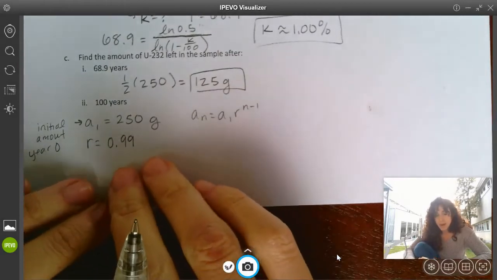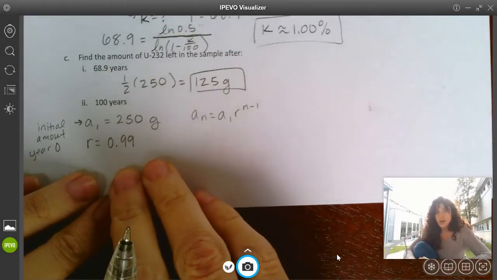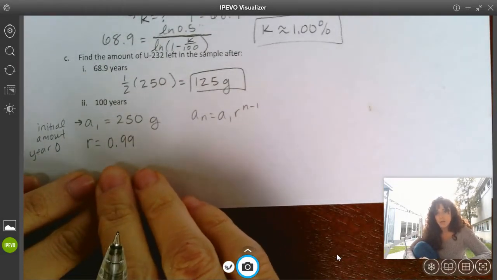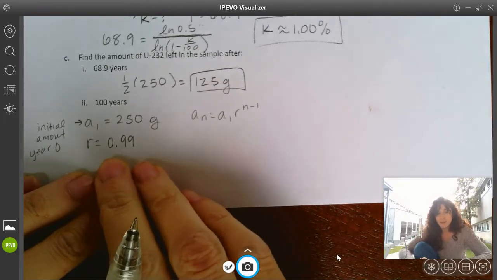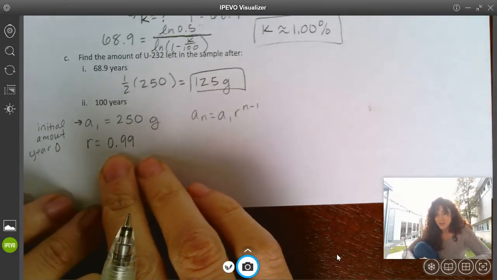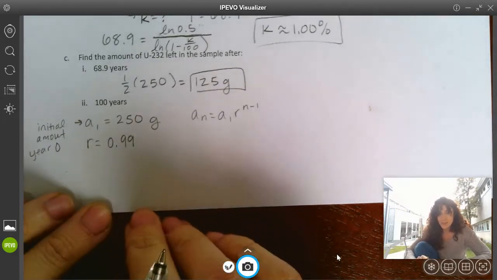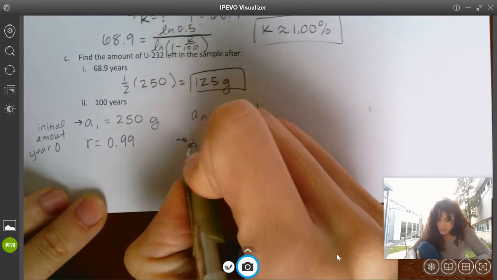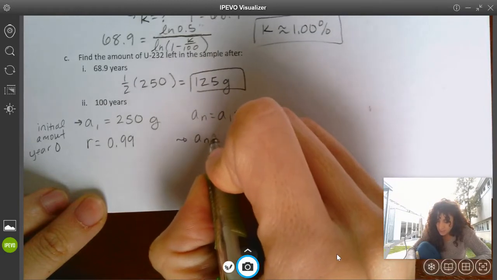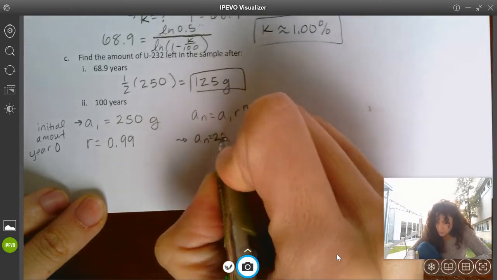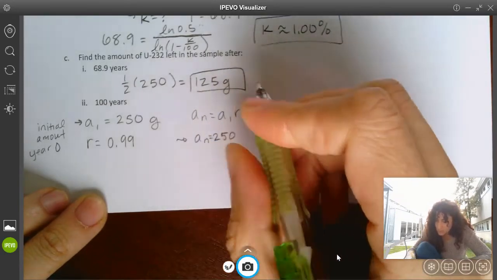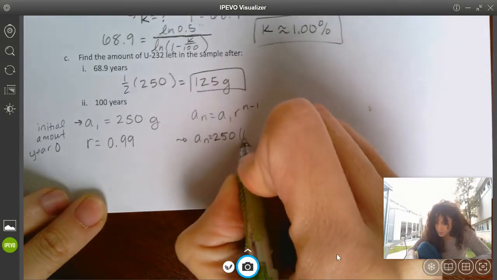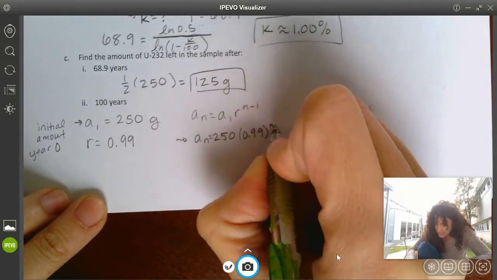Okay, so that means that my rate of change, my common ratio, it's been a while since we've talked about this, my common ratio is 0.99. Okay, so I have all of my pieces in order to create the exponential model. A sub n equals 250 times 0.99 to the n minus 1.